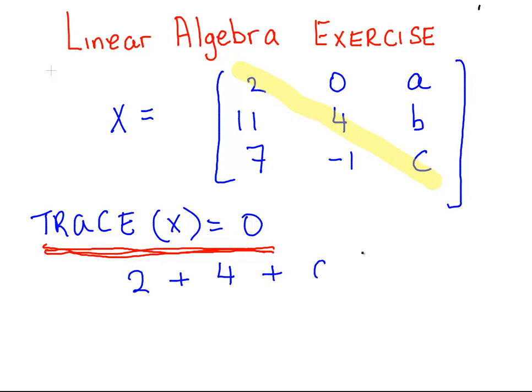And my pen's jammed. Just give me a second there to get it working again. 2 plus 4 plus C is equal to 0, and therefore, necessarily, C is equal to minus 6. Easy enough one there so far. So the trace is the sum of the diagonal elements. So let's move down here. Now that's one piece of information done.